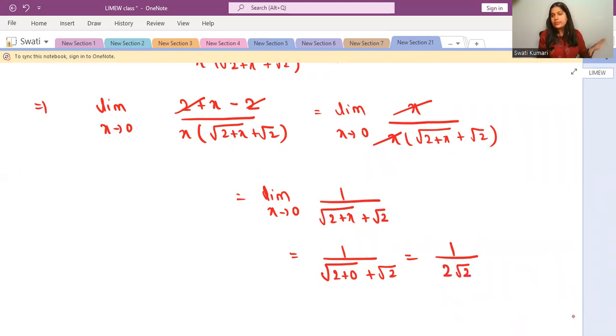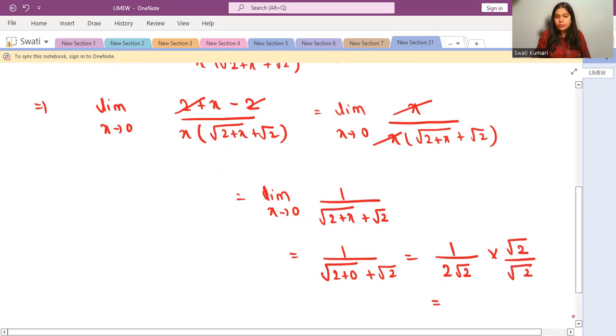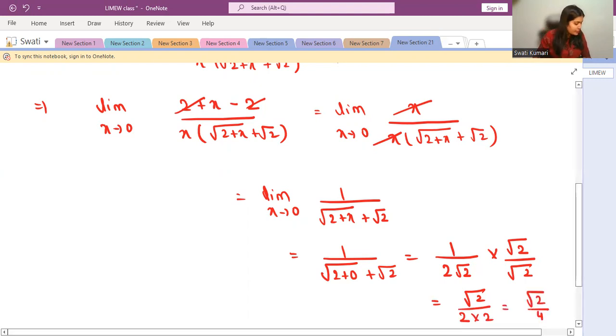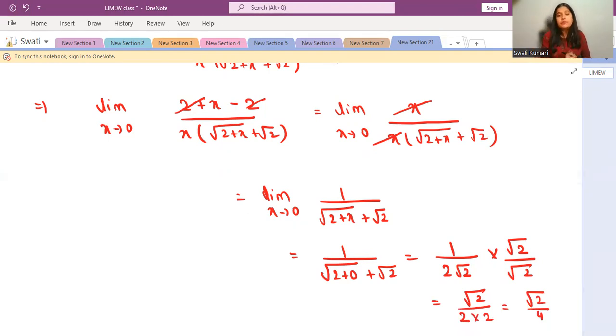Now, in general, we do not keep an irrational number in the denominator. So if you want, you can also rationalize the denominator here by multiplying with the irrational number in the numerator and the denominator. We have to multiply and divide. So this will become root 2 upon, this is 2, root 2 into root 2 is 2. So the answer is root 2 upon 4. I hope I got the correct answer. And yes, the answer is root 2 upon 4. If you want, you can also, of course, leave the answer at 1 upon 2 root 2. But if you want, you can also rationalize your answer and give this as the final answer.